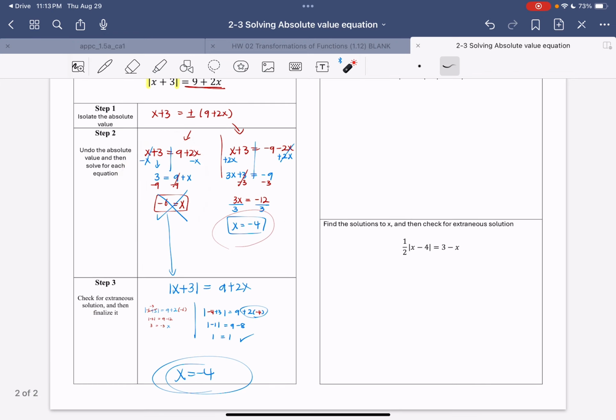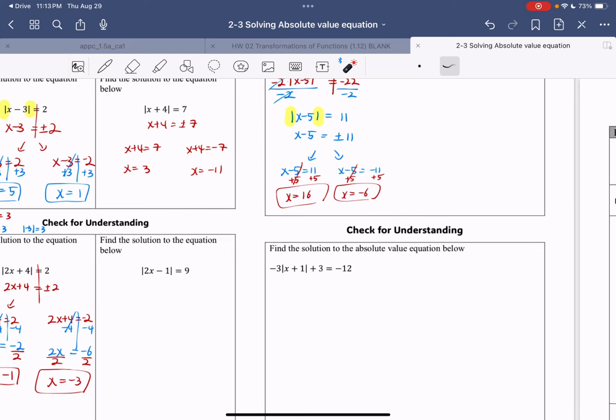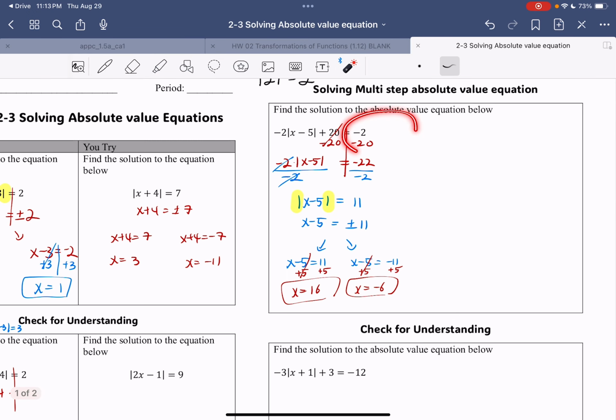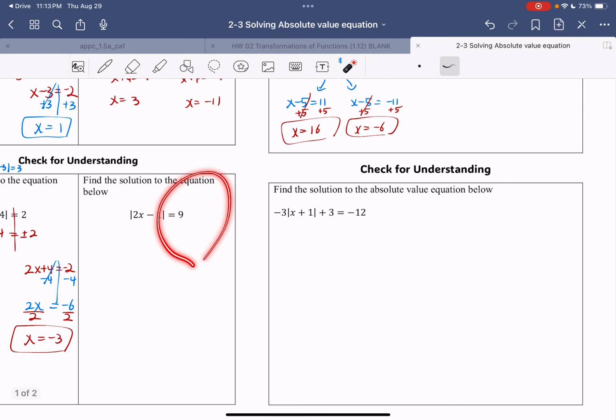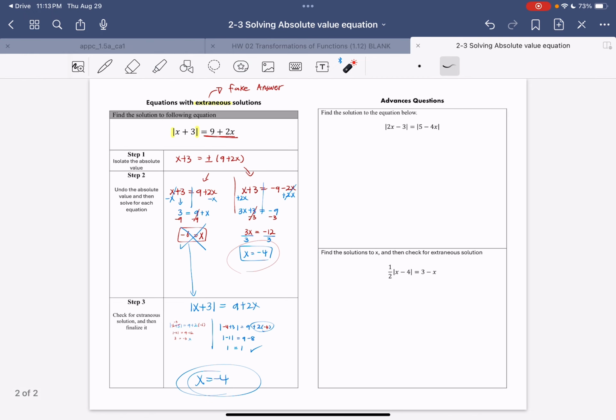So you might want to ask, Mr. Kim, why did you not check answers here? Well, I'll tell you why. We don't see x on the other side. In that case, you're not going to have an extraneous solution. But if you look at this question, do you see x on both sides? Then you're going to have an extraneous solution. Okay? So that's the difference.